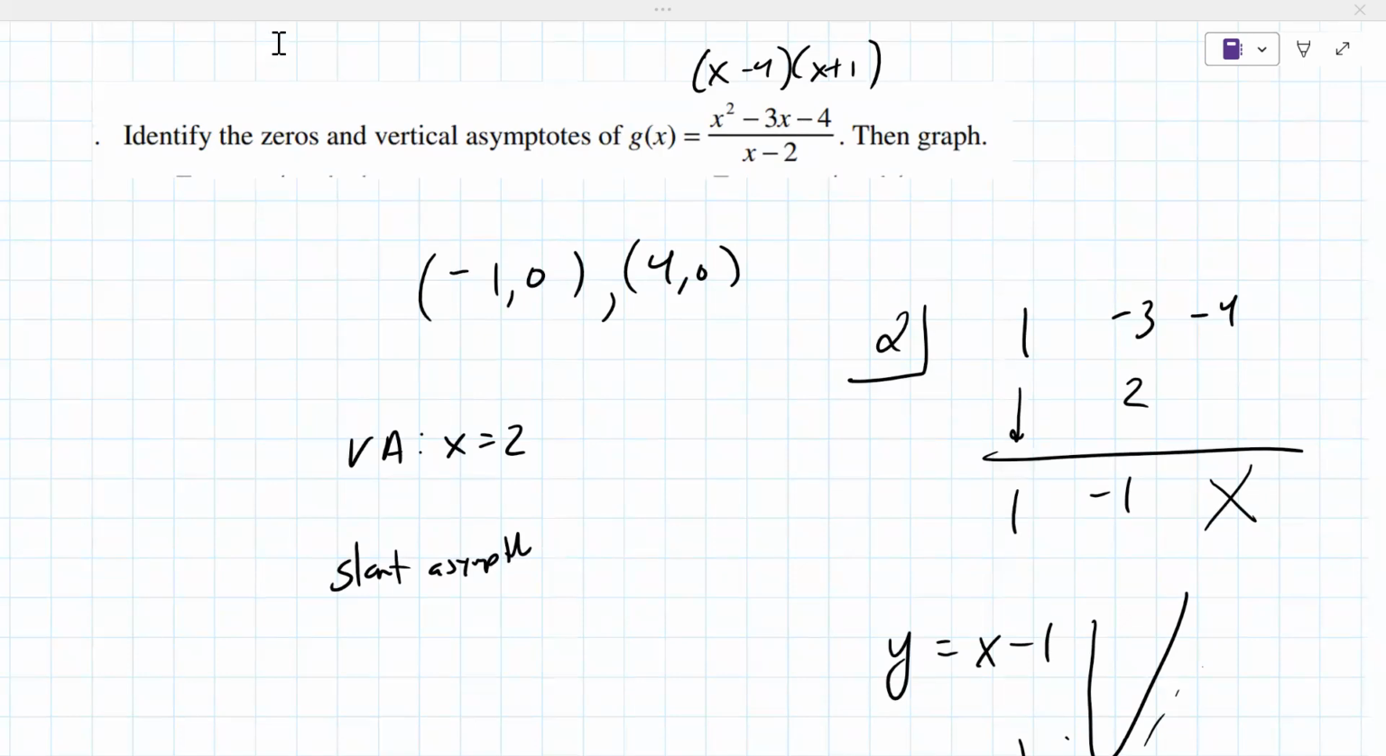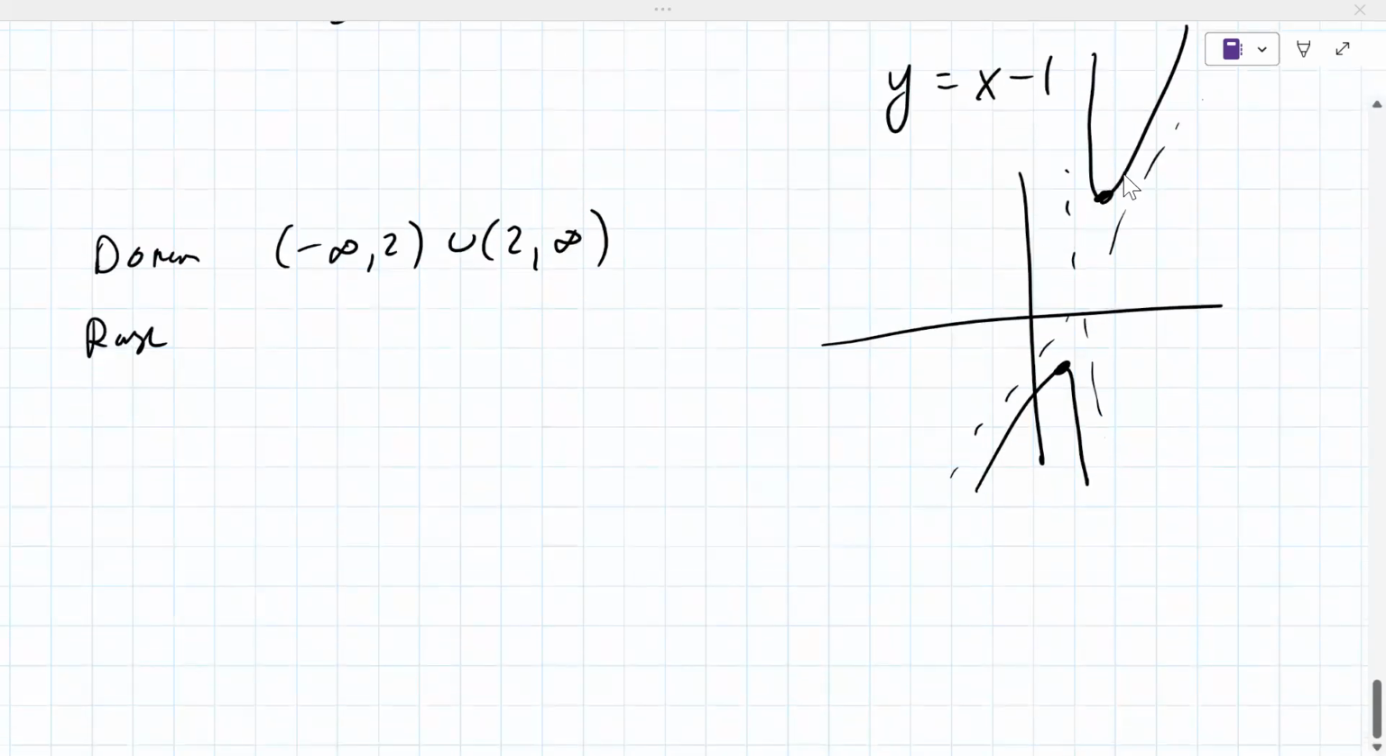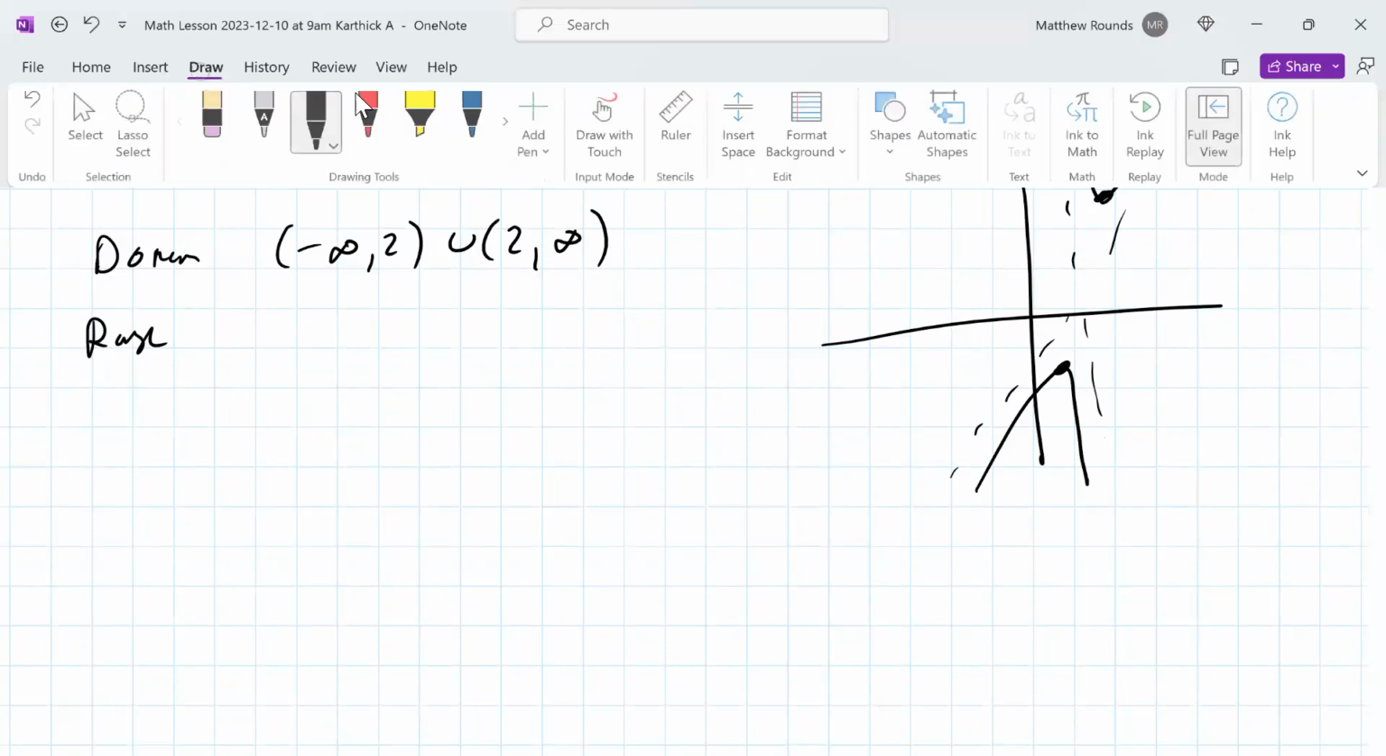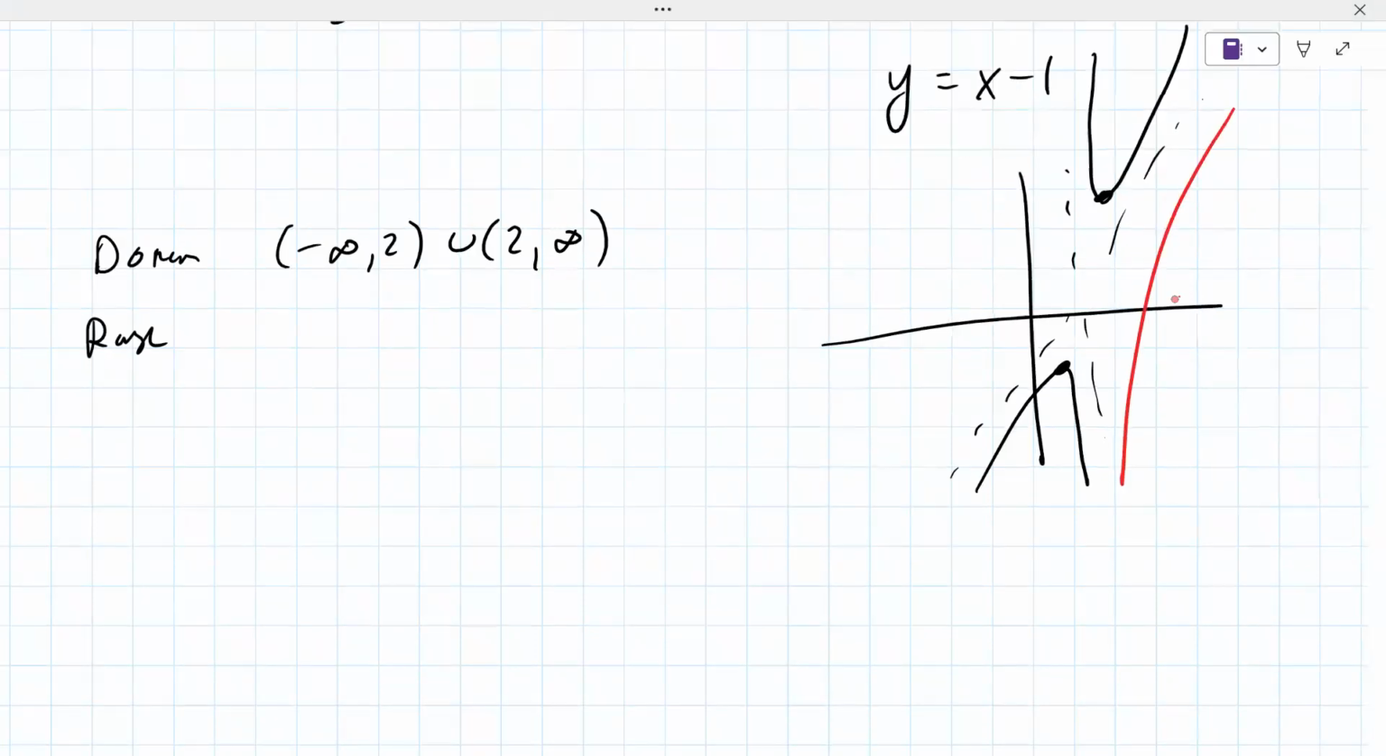Apologies, I gave you the wrong graph here. It actually does not look like this. It's got this shape. So it's actually everything, all real numbers.